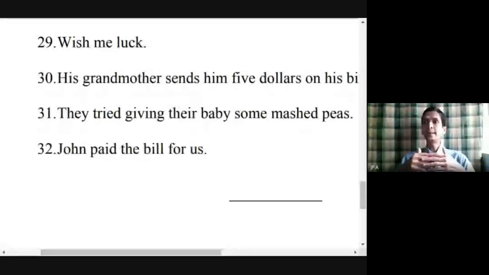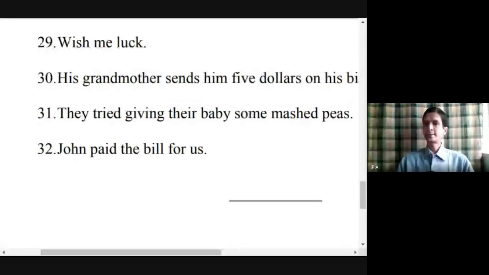Okay. The last one: John paid the bill for us. Which is the verb? Paid is the verb. Paid what? Paid the bill. The bill is the direct object. For whom? To whom? Us is the indirect object.